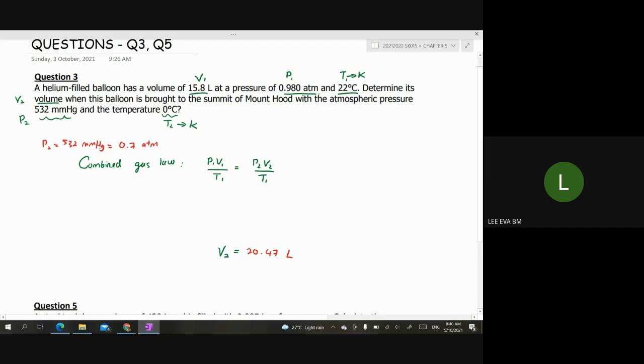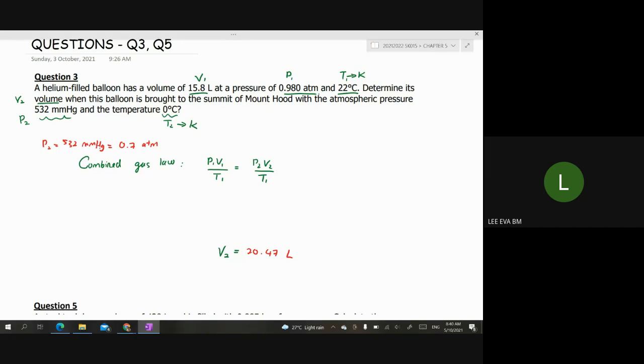Okay. So using the combined gas law, this is how you're going to interpret the questions and how you are going to substitute the values. But make sure the units are the same. Atm match with atm, Kelvin match with Kelvin, liter match with liter. Okay. Make sure you got the answer, 20.47.